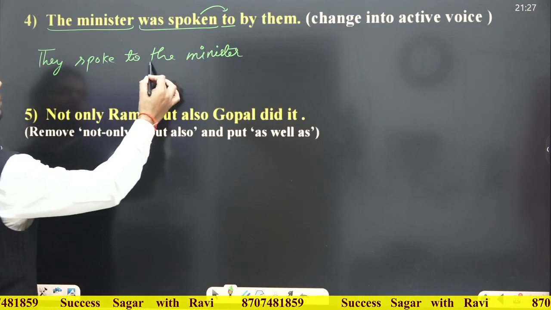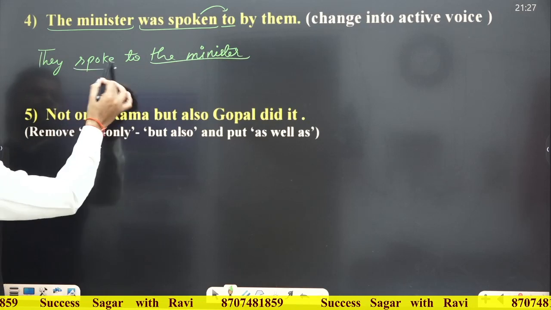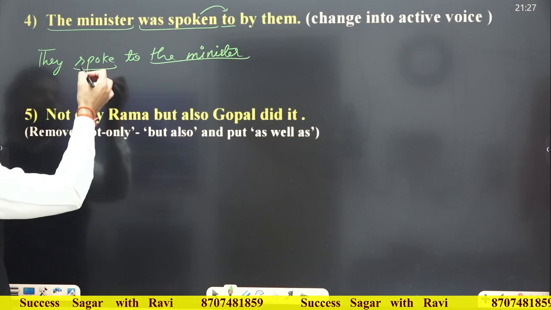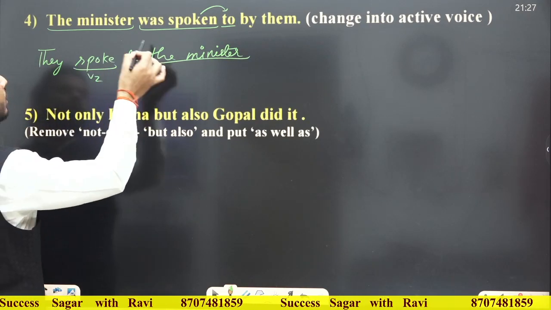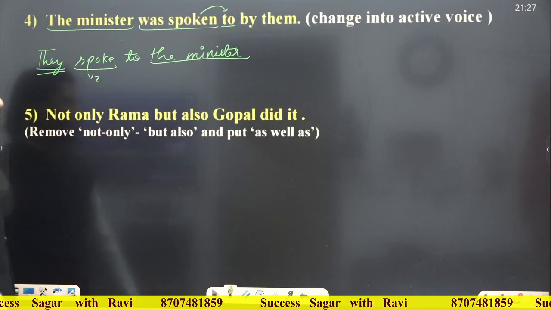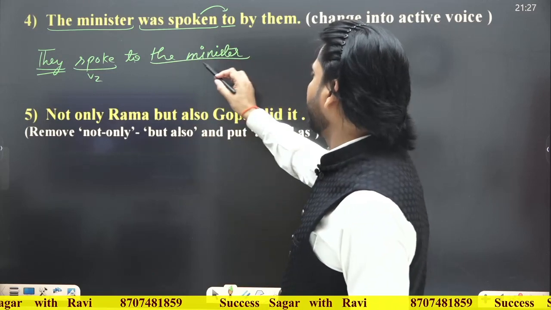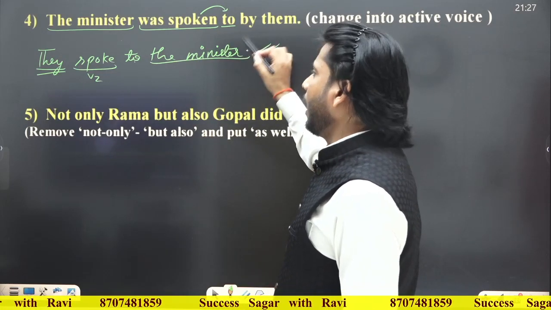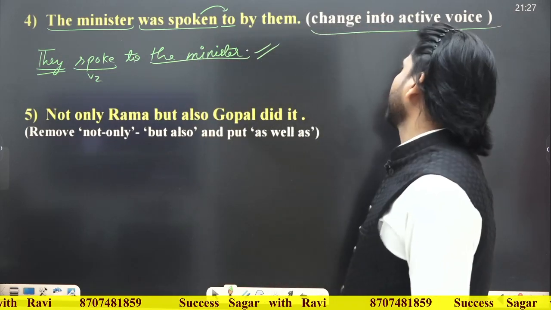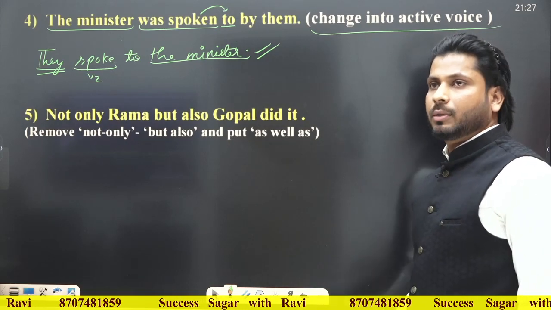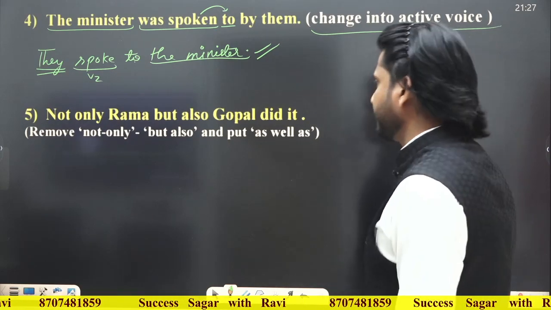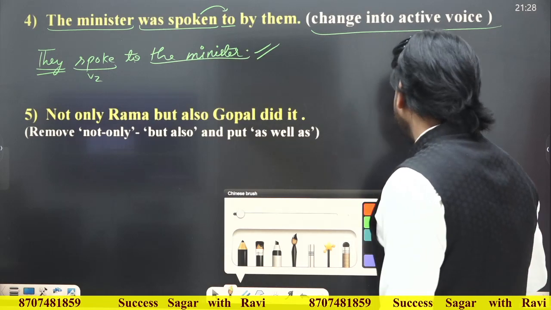So what would be the passive? The minister, since it is written in past indefinite tense, was spoken to they. They in the given sentence is the doer. So to refer to doer, we use preposition by. That is why we are using by them. So this is the correct answer as per the given direction. Change into active voice. The given sentence was written in passive voice. Now, what about this one?